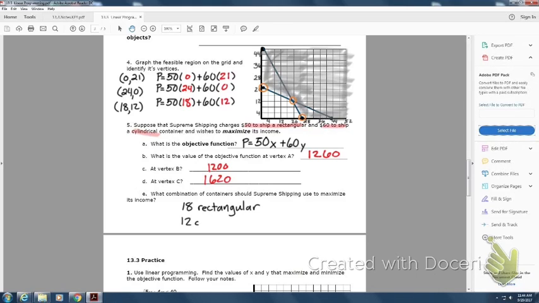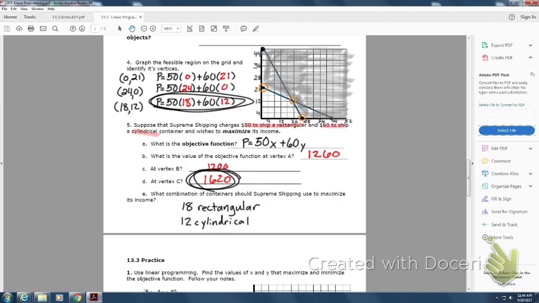Does everyone see how we got that? Can you just put the max in? Yep, they're trying to maximize, so 1620 was my max. Okay, we got that point from 18, 12. And you need to know that the X's were the rectangular, the Y's were the cylindrical.